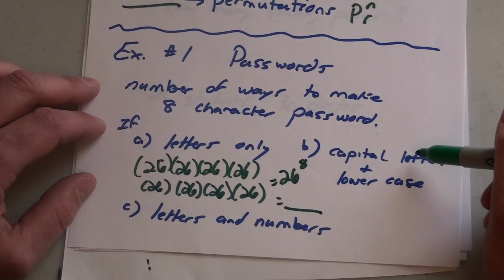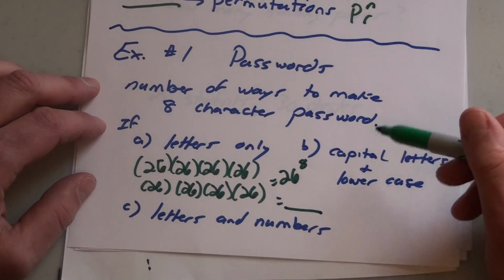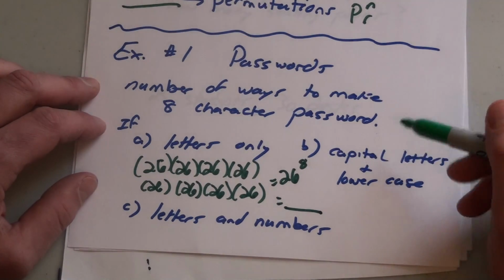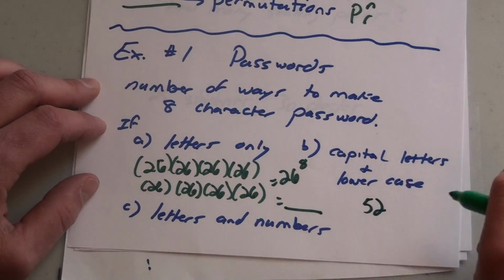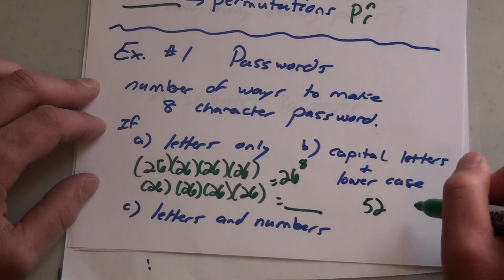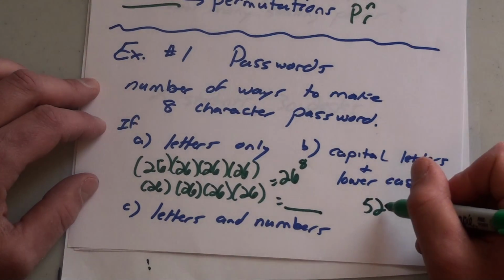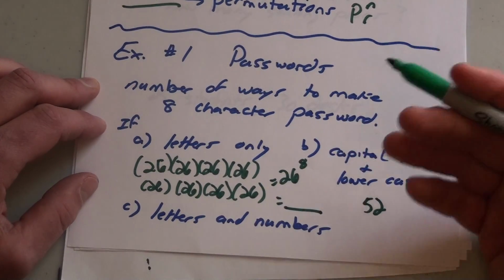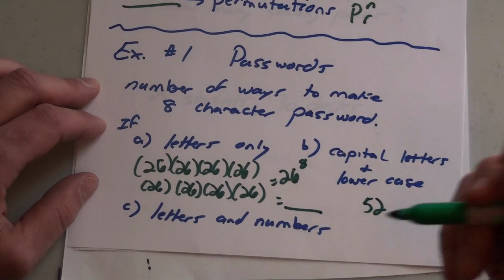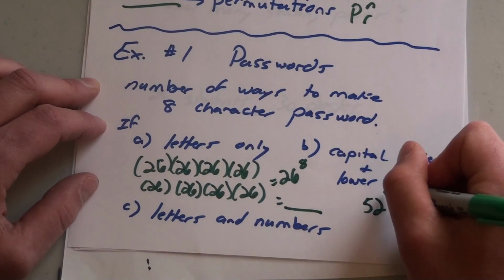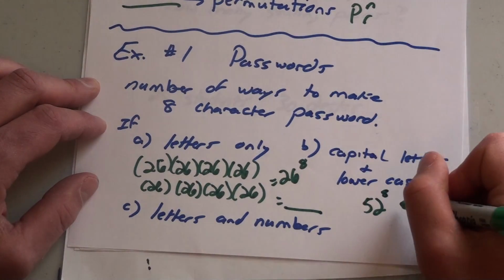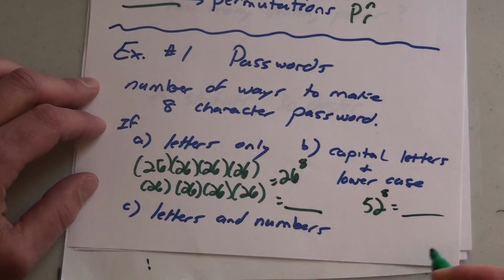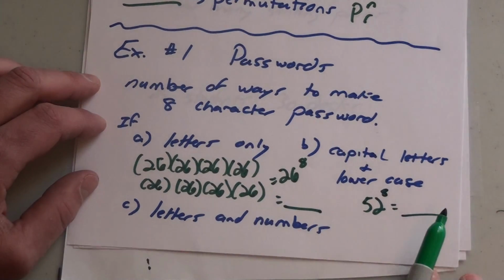Capital letters and lowercase. Now I want to have capital letters and lowercase letters put together. So there'll be 52 options for each of them. You have 26 lowercase, 26 uppercase, and you're going to have 52 for the first letter, 52 for the second letter, 52 for the third letter, and all the way to the 8th letter. So you're going to put that in, and again it'll be 52 to the exponent of 8, which again will be an absolutely massive number. It will be significantly larger than the first one.